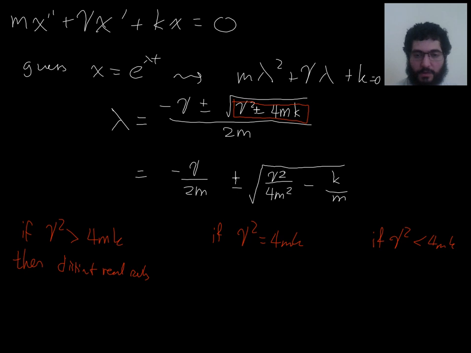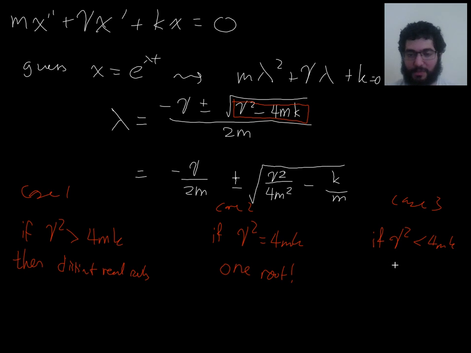So if it equals 4mk, then this is just 0, right? And actually we only got one lambda here, right? It's just negative gamma over 2m. So here we only got one root. So this is case 1, this is case 2, and this is case 3. Case 3 is where we have complex roots.